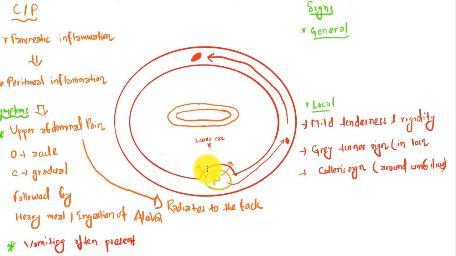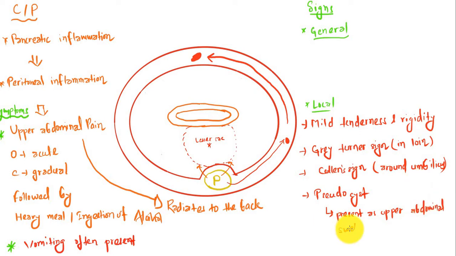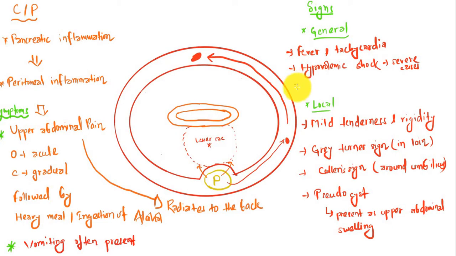So this is the lesser sac. The inflammatory contents and exudates go into the lesser sac, forming a pseudocyst which is lined by inflammatory tissue. This presents as an upper abdominal swelling, especially when the patient is in the knee-elbow position. The general signs are fever and tachycardia. It can present as hypovolemic shock in severe cases due to the loss of excess fluids.